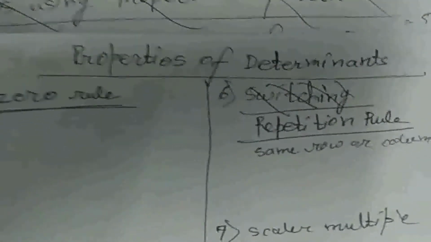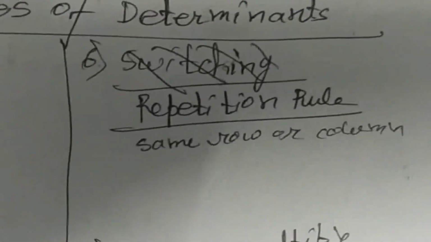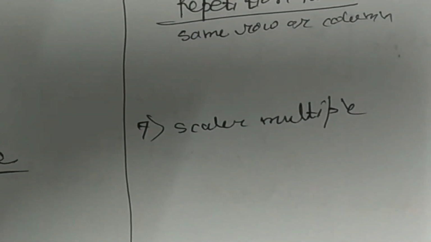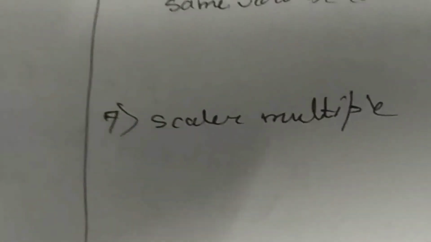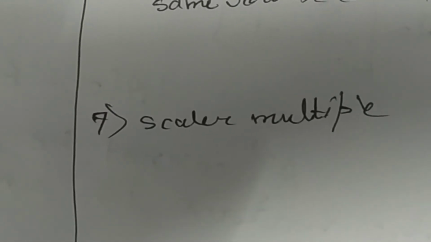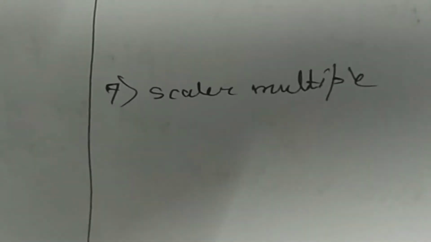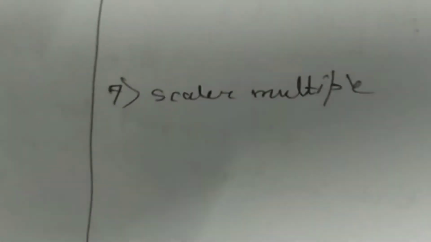Then the next one was the repetition rule. Repetition means same row or column. If two rows are same, the value of determinant is 0. If two columns are same, the value of determinant is 0. And scalar multiple, I have discussed that with the k. So many examples I have given. Scalar multiple in the case of matrix and in the case of determinant is different. If you want to take common, if you want to multiply k in a determinant, you can multiply in any one row or any one column, not in all rows and all columns like a matrix. And then proportionality, just now I have told.